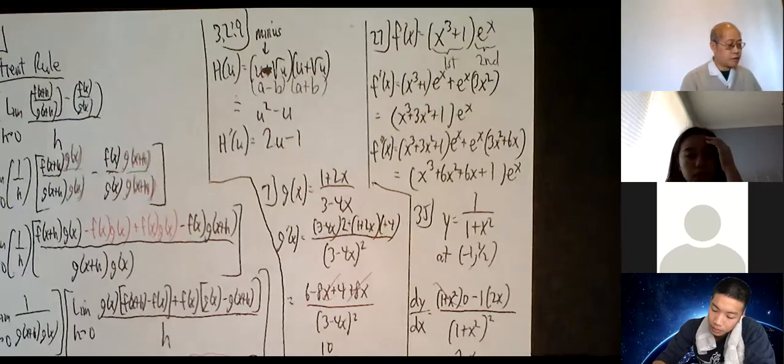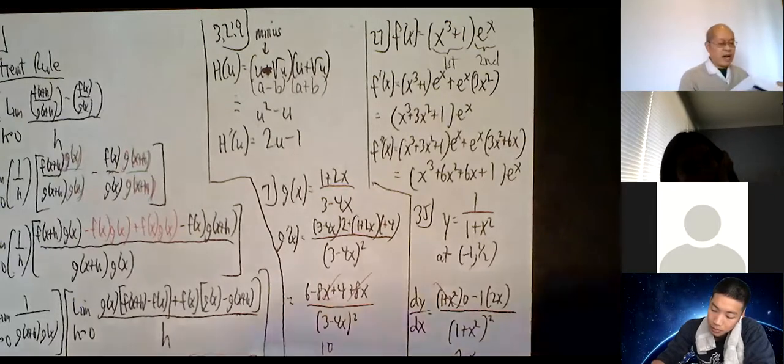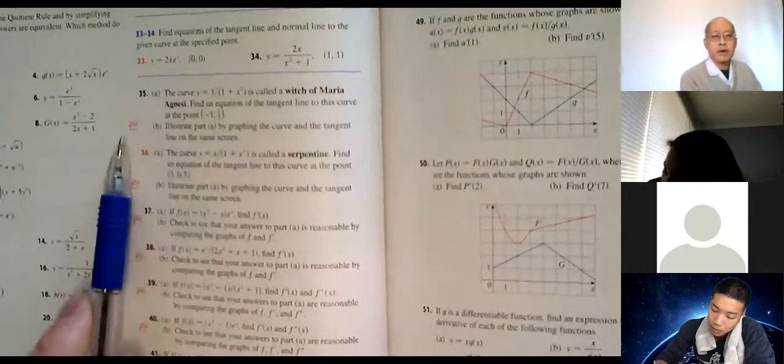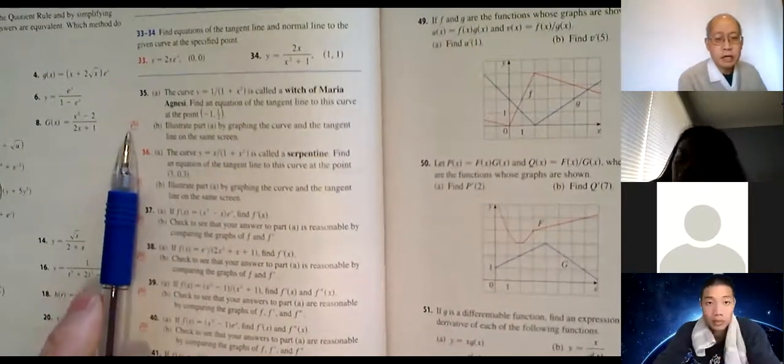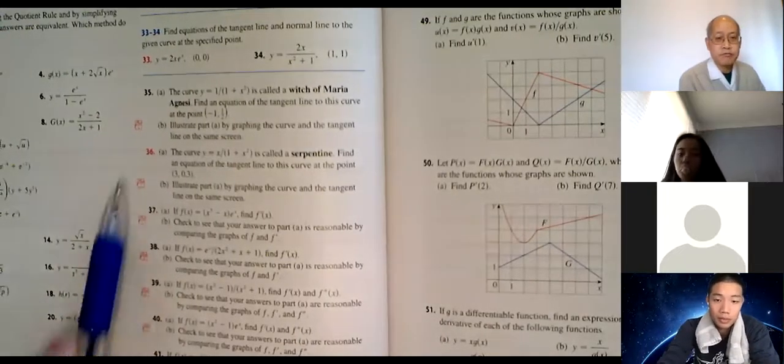So that's it for that one. Okay, and then 35. Again, skip anything that says a graphing calculator icon. So even if I don't say so, once you see this thing, then ignore it.